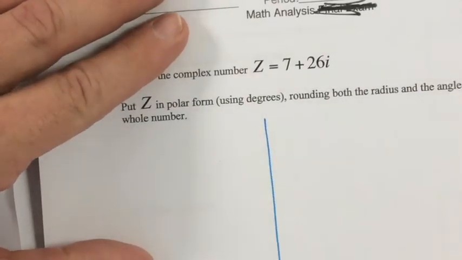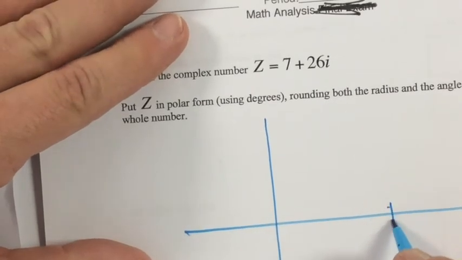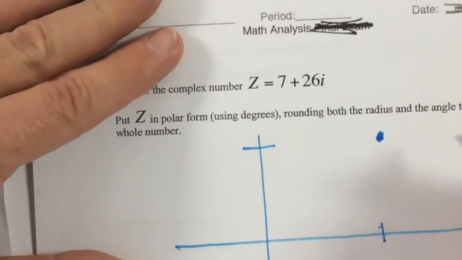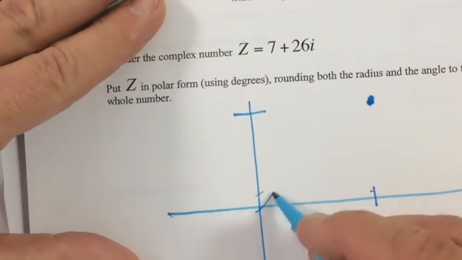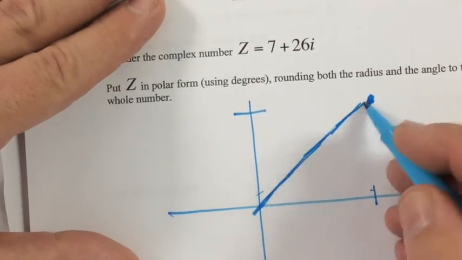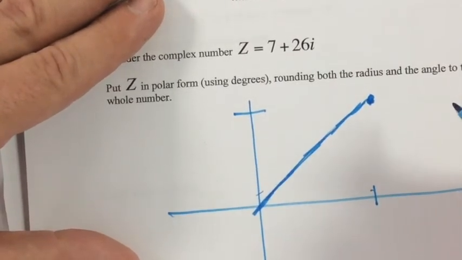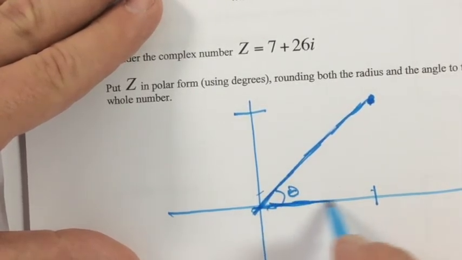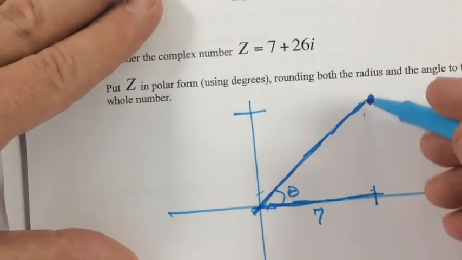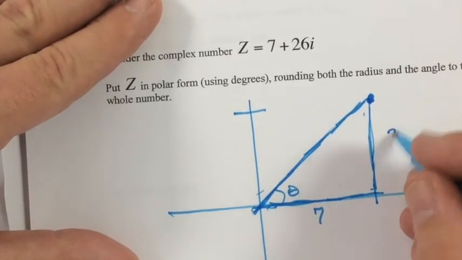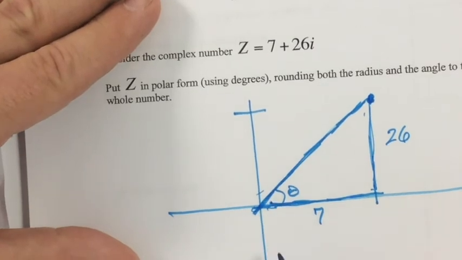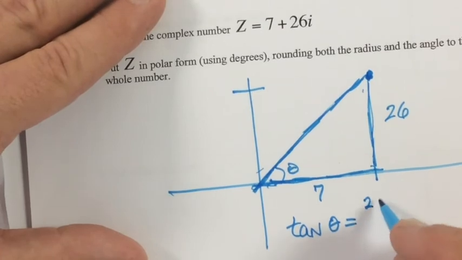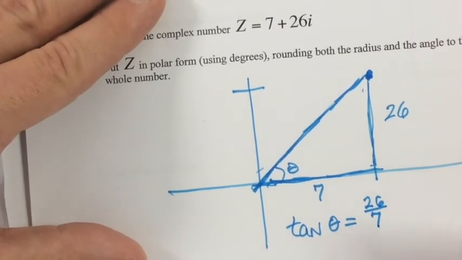Consider the complex number 7 plus 26i. 7, 26, this is that point right here. This is the ray that it's on. This is the angle of that ray. This is 7. This is 26. So the tangent of theta is equal to 26 over 7.